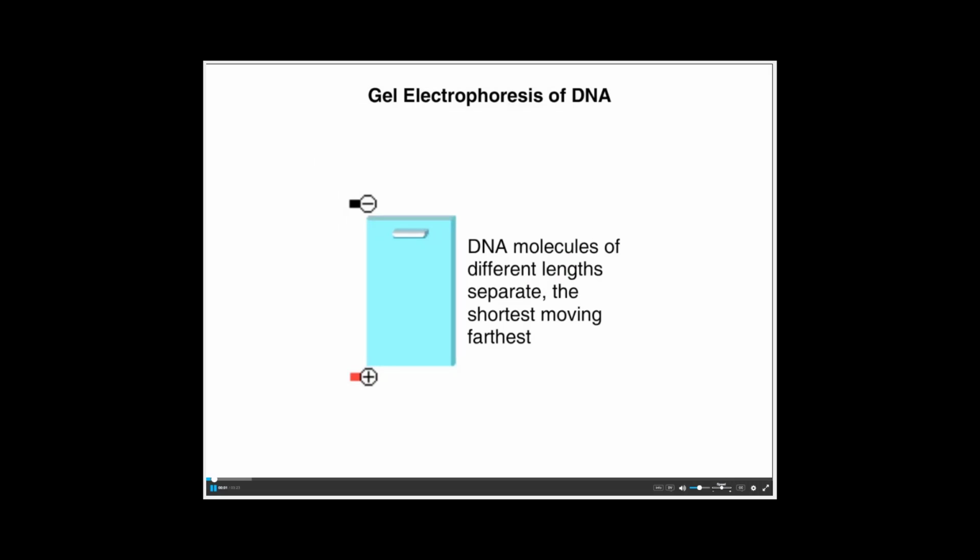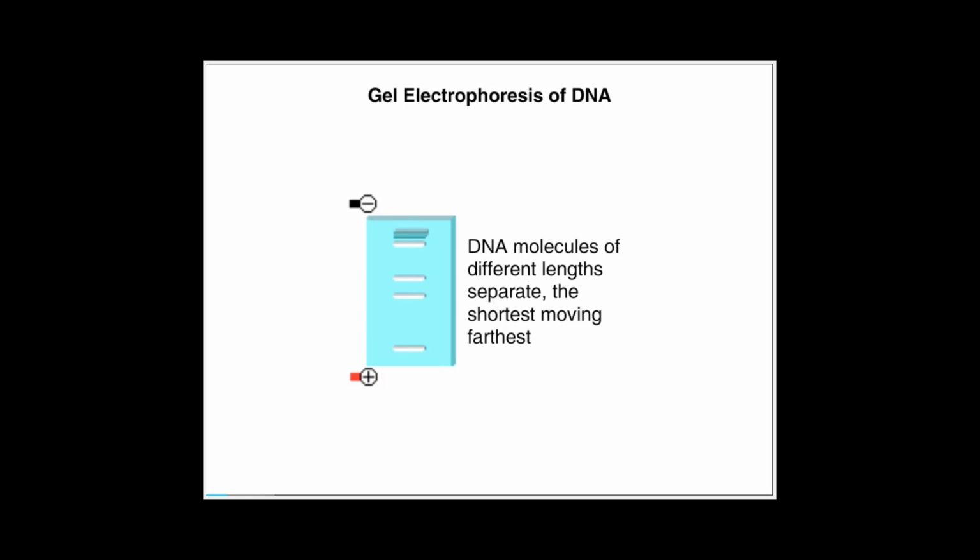Gel electrophoresis of DNA. DNA molecules of different lengths can be separated by gel electrophoresis, and the lengths of the DNA molecules can then be determined. In gel electrophoresis, DNA molecules migrate to the positive pole as current passes through the gel, with the shortest DNA molecules moving the farthest.